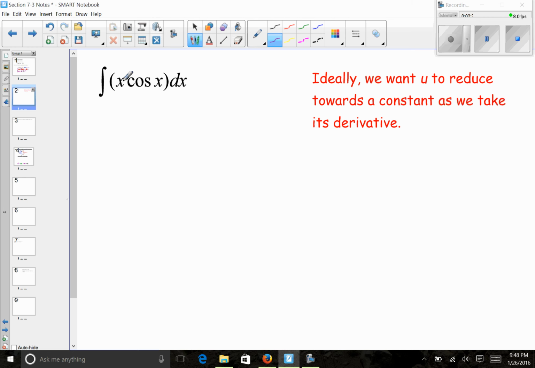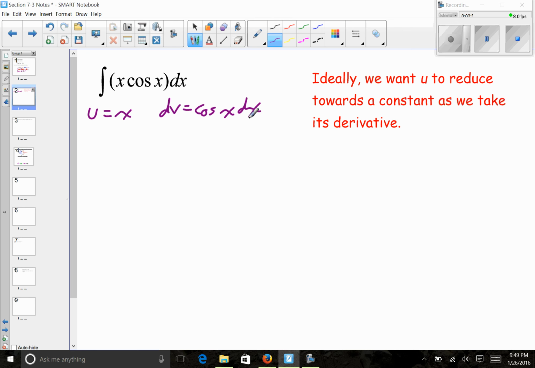Ideally, we want to pick the u so that as we take the derivative over and over again, it will get closer and closer to 0, or some constant. If I take the derivative of cosine, it's just going to bounce between sine, negative cosine, positive cosine. But the derivative of x is 1, so I'm going to try saying that u is equal to x. And so dv is what's left of my integral, which is cosine of x dx.